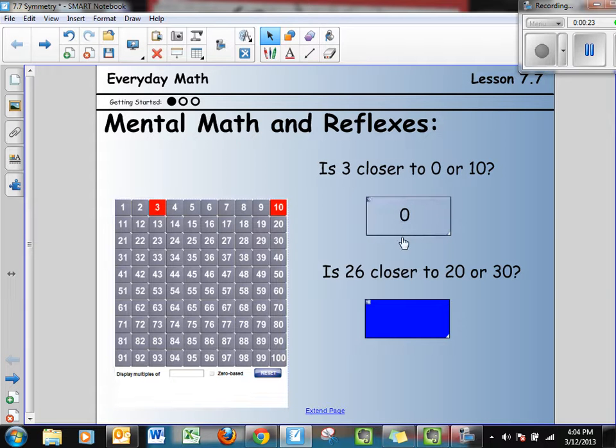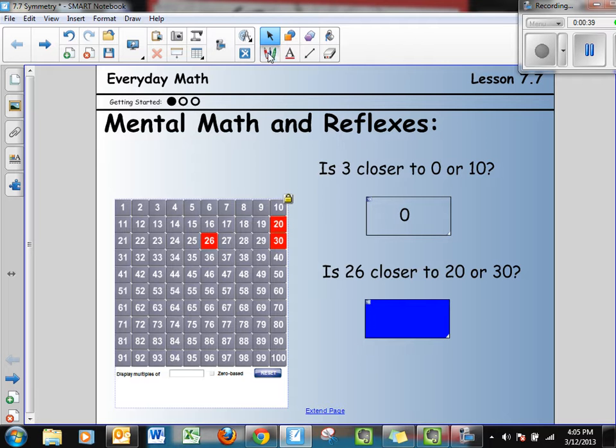If you said 0, you're correct. Now let's look at a different one. If we looked at 26, is it closer to 20? So we have 26 here. Is it closer to 20 or 30? Here's 30. And 20 would be back here.